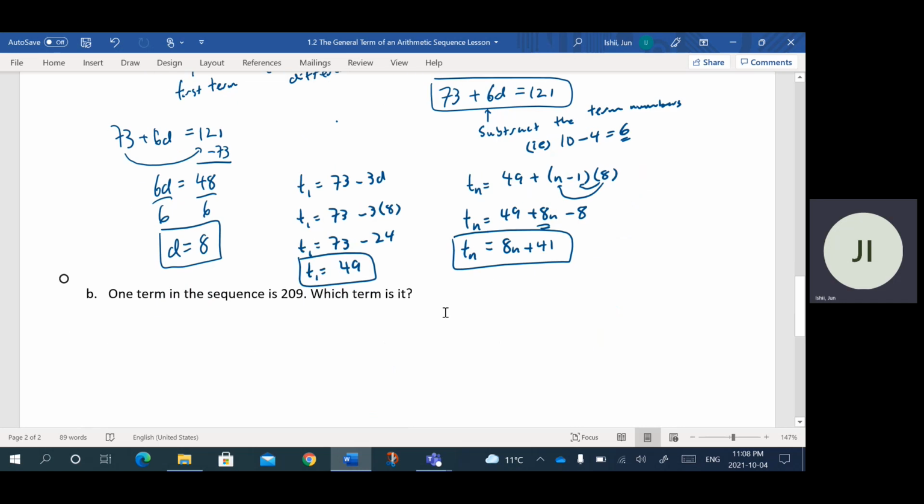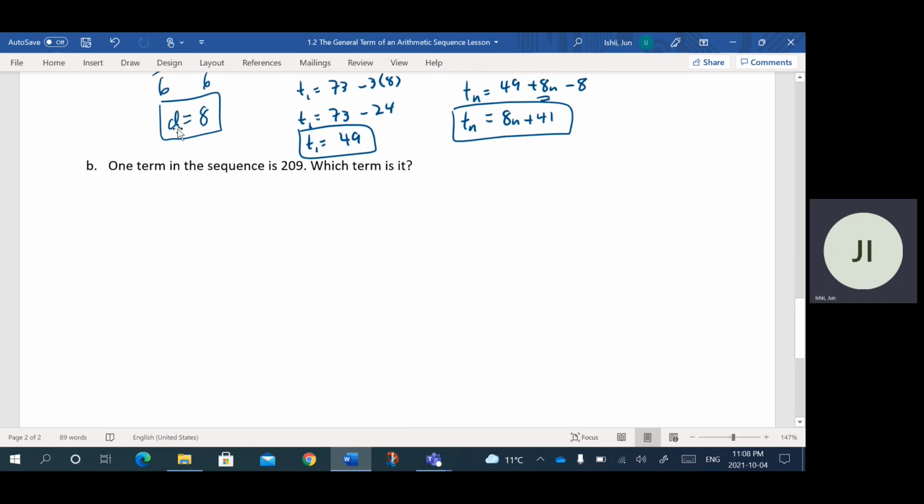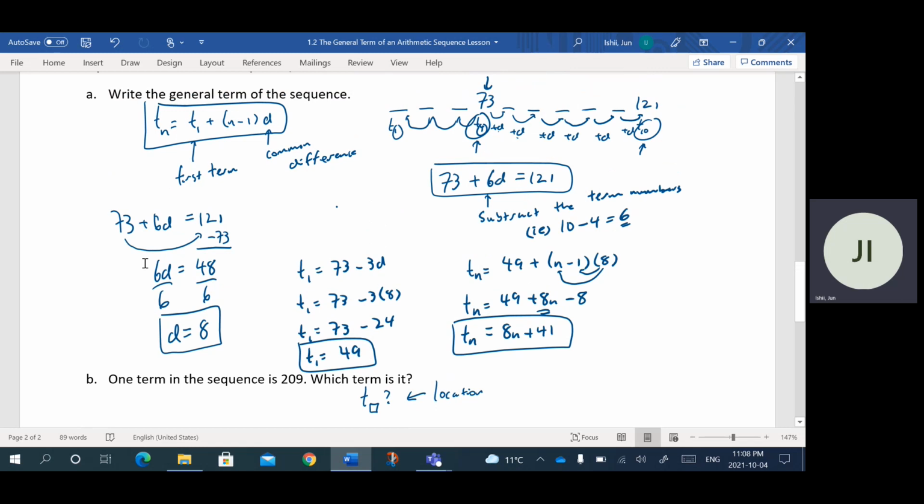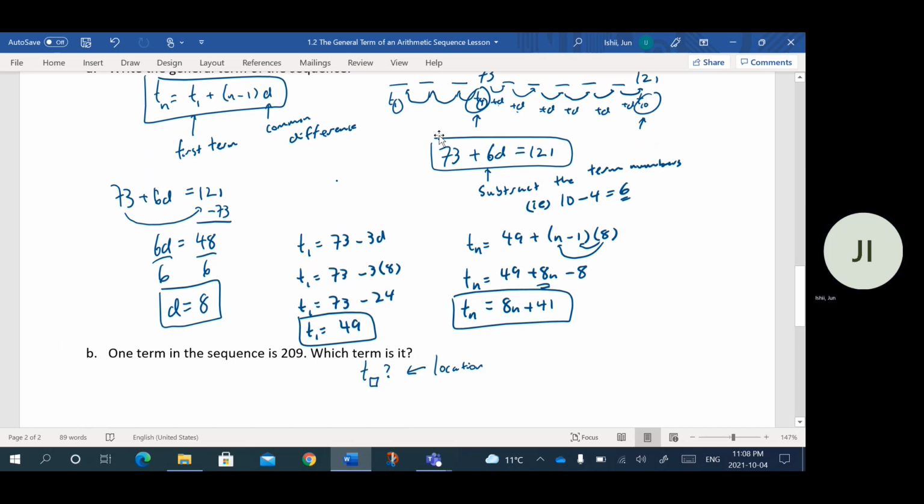Next part of this example: one of the terms in the sequence is 209. Which term is it? In other words, it's asking you, it's T what? It's basically asking you for the location of where 209 would sit. If I scroll back here, you can see that this one was 121. So obviously it's going to be further down the line, so your location should be greater than 10.